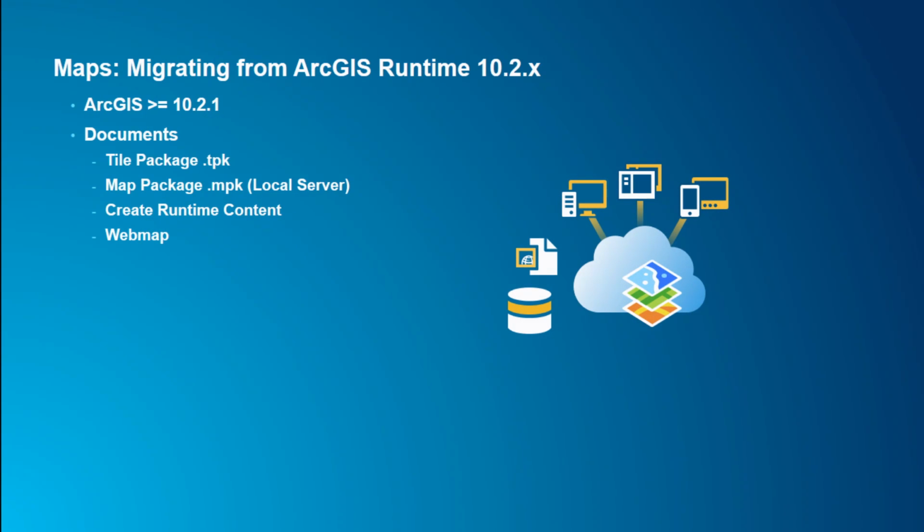So let's take a look, just as we did with Engine, at some of the document types that we worked with in 10.2x and think about their equivalent in ArcGIS Runtime 100. So we had available tile packages as TPKs, map packages, MPK, via the local server. For ArcGIS Runtime 10.2x, at least for the old WPF SDK, the .NET SDK, Java and Qt SDKs, local server was a substantial part of the original runtime story. During the lifetime of those runtime SDKs in the 10.2x generation, we also added create runtime content and also support for web maps as well.